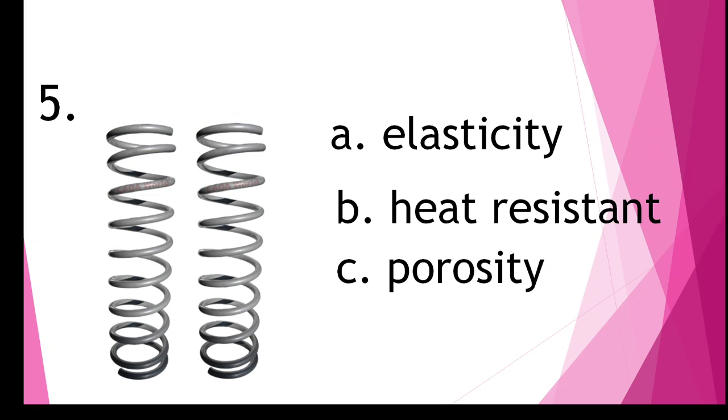Number five, we have the metal spring. What is the property of the metal spring? A. Elasticity. B. Heat resistant. C. Porosity.